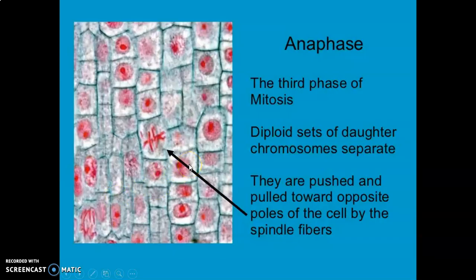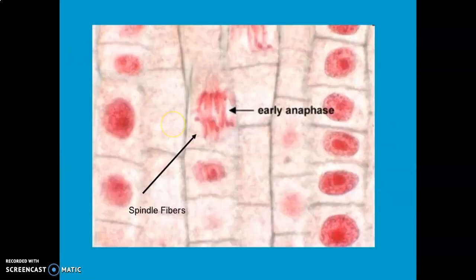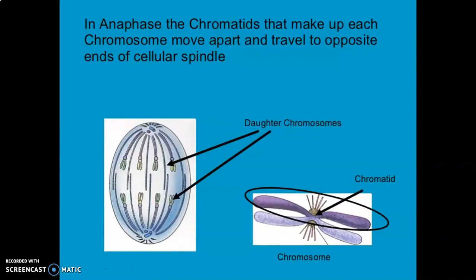And in this picture, the diploid set of daughter chromosomes separated. In this one, they are pushed and pulled toward opposite poles of the cell by the spindle fibers. And this is the image of the spindle fibers in early anaphase. In anaphase, the chromatids that make up each chromosome move apart and travel to opposite ends of the cellular spindle.